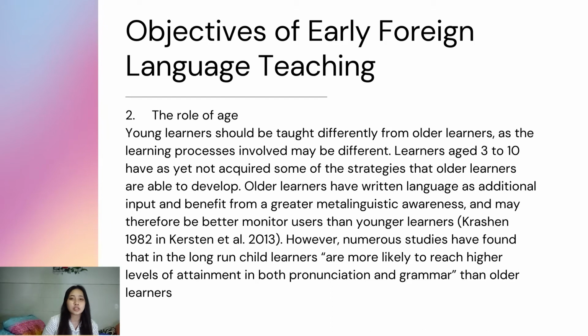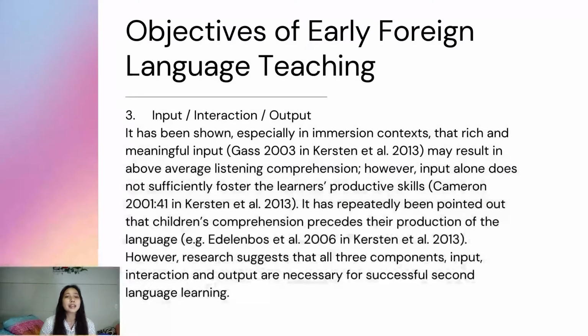Another reason which justifies an early start for second language learning lies in the children's huge learning potential, from Cameron 2001, and in the fact that our own research shows that both bilingual kindergarten and primary school programs can be immensely successful without placing a burden on the children, Kersten et al. 2010. And then the last one is input, interaction, output.